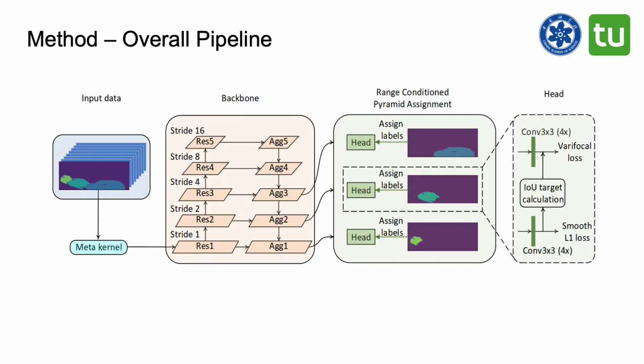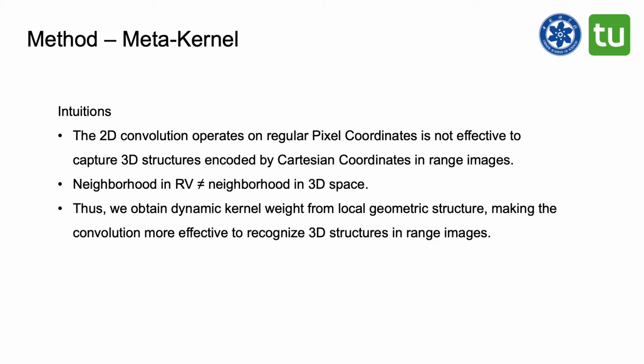This is the overall architecture of RangeDet, a typical single-stage anchor-free detector. This figure shows two of our components, meta-kernel and RCP. For meta-kernel, we have some intuitions. First, the 2D convolution operating on regular pixel coordinates is not effective to capture 3D structures encoded by Cartesian coordinates in range images. Second, the neighborhood in RV is not identical to the neighborhood in 3D space. Thus, we obtain dynamic kernel weights from local geometric structures, making the convolution more effective to recognize 3D structures in range images.